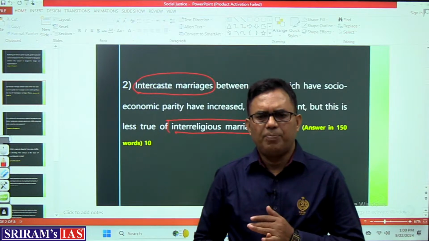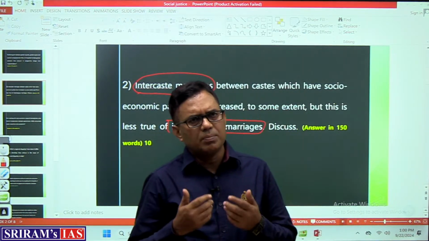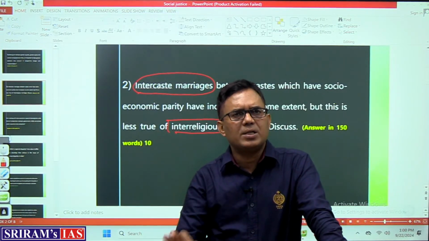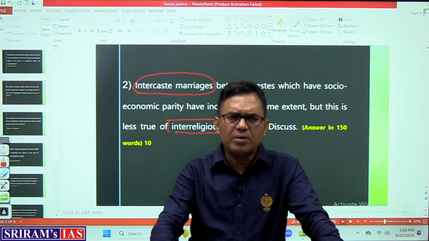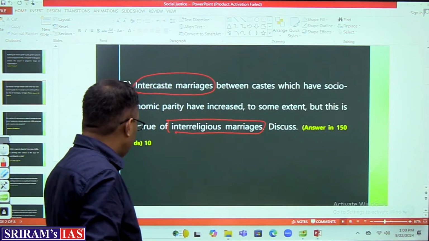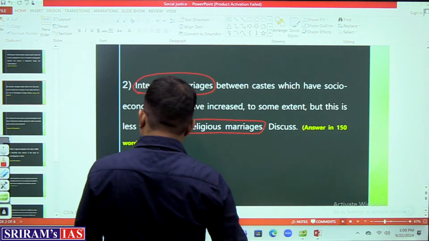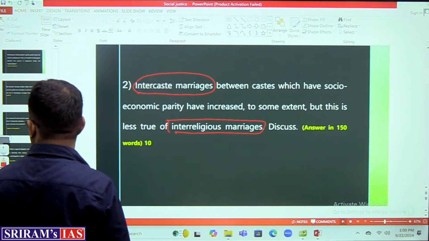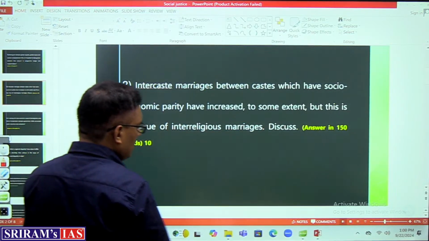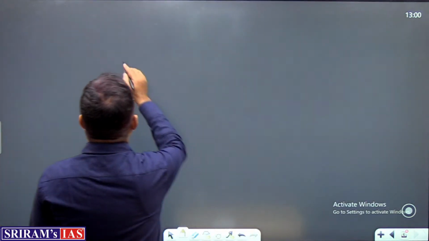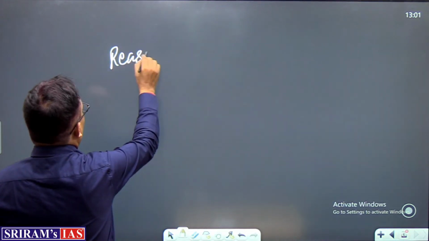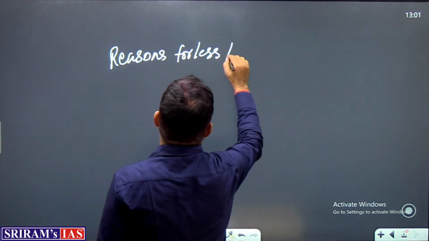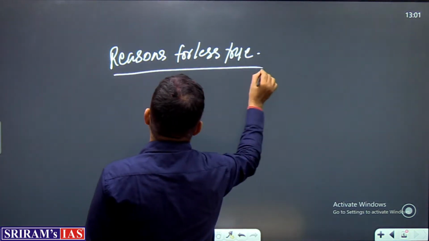Many reasons are there for not promoting interreligious marriage in our country. First of all, consider rigid cultural norms and values. This is the first requirement. Second, when we go for this marriage, we have to understand this matter. Reasons are there, reasons for less true.